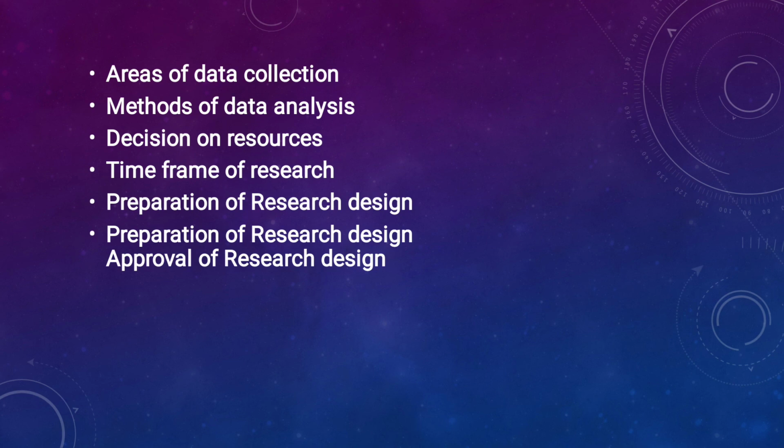Next thing is what? Method of data analysis. We have seen this earlier also. That is measure of central tendency, that is mean, mode and median. Then time series, correlation, regression, F-test. These are the methods of data analysis. Next thing is what? Decision on resources. Same thing is repeated. Just now we have seen resources are of three kinds. That is financial, physical and manpower. Same thing is repeated, same thing you can just copy paste. Okay. Next thing is what? Time frame of research.